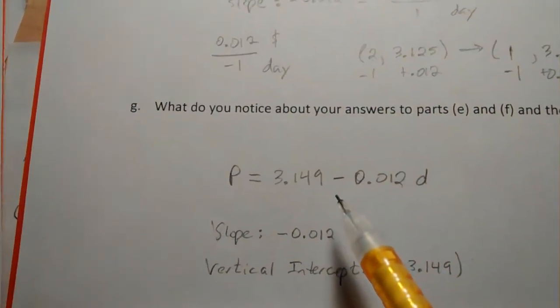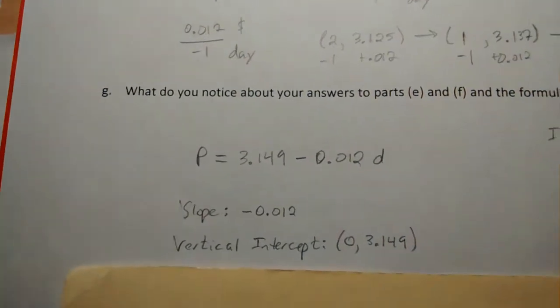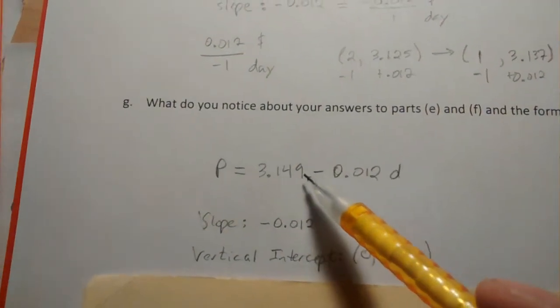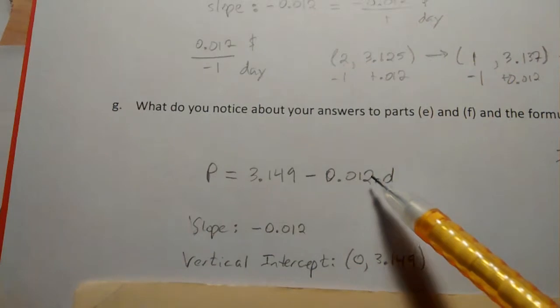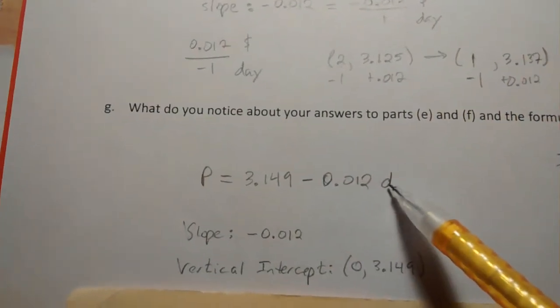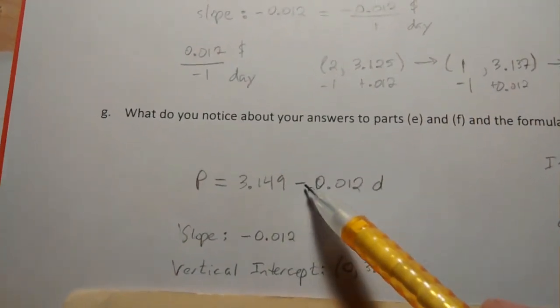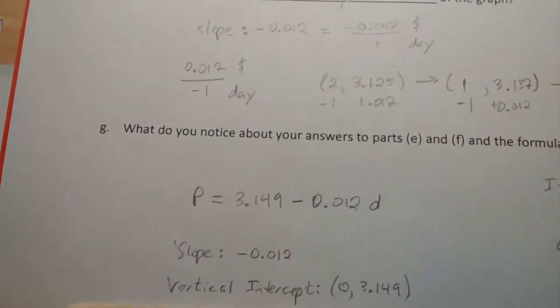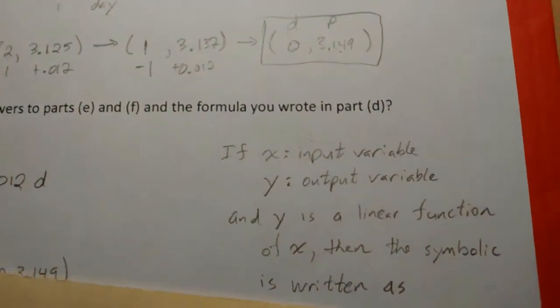So let me give you some general terms. So again, this is the slope and the second half of the vertical intercept. The slope here being attached to the input variable with the operation or the sign out front included. So here's some generalities you're going to read.